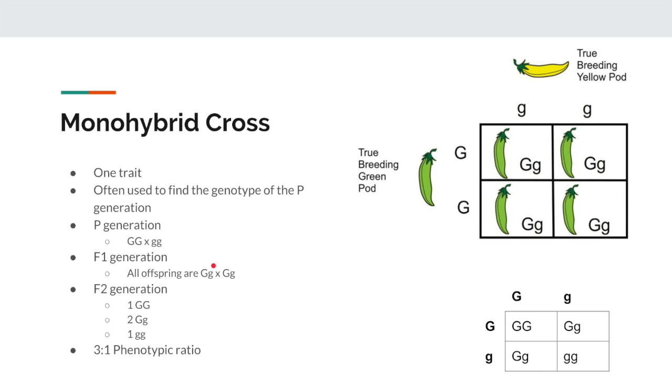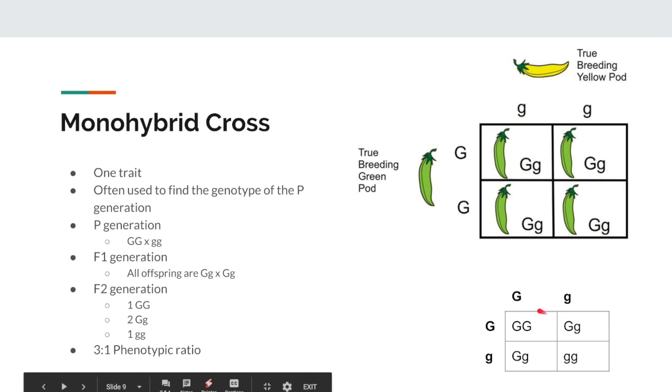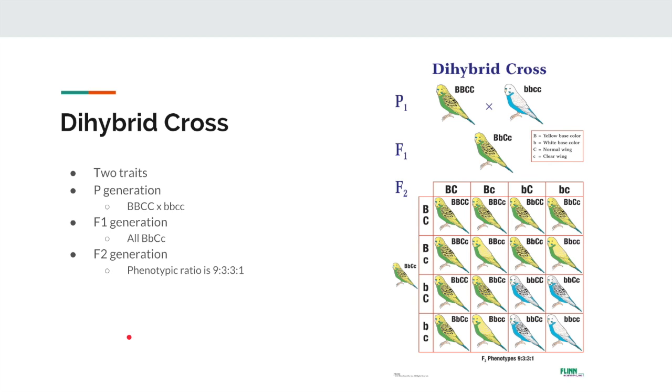So then you're going to have your big G, little g crossing with your big G, little g. And the result of this is going to be the same that we saw in the previous example, where you're going to have three dominant phenotypes here and then one recessive phenotype. So that's where we get the 3-to-1 phenotypic ratio, and this is very characteristic of monohybrid crosses.